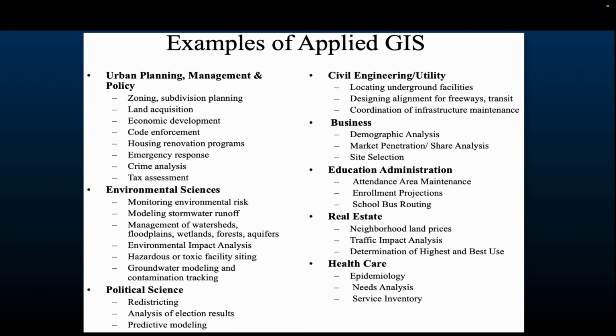This is the example of applied GIS, the fields where it can be applied: urban, environment, political science, civil, business, education, and health sectors.